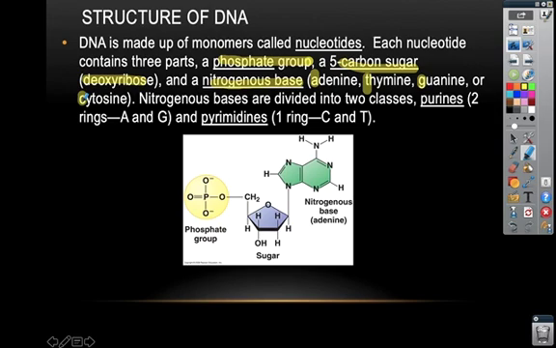And those nitrogenous bases are split up into two groups based upon how many rings make up the molecule, either a purine or a pyrimidine. But it's not necessary that you know which ones are purines and which ones are pyrimidines.